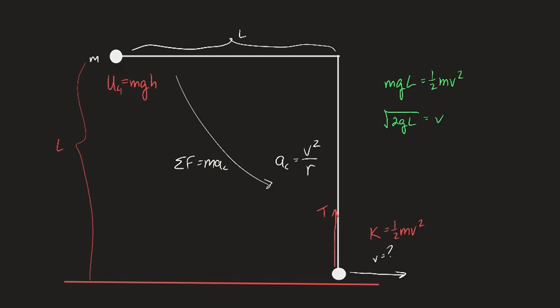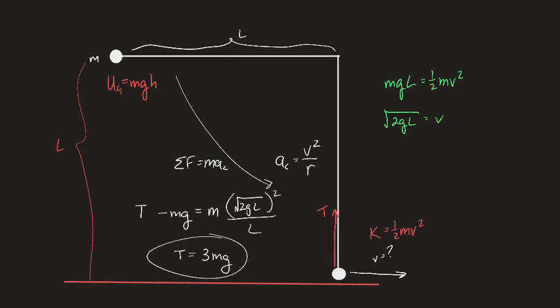We know how fast it's going at the bottom. So we know something like this, that's how much the unbalanced force has to be: mv squared over r. R is the length of the string. But on this side, it's got two forces acting on it. Tension upwards, weight downwards. You do the math, and the tension equals 3mg. The string has to support 3 times the weight of the bob.